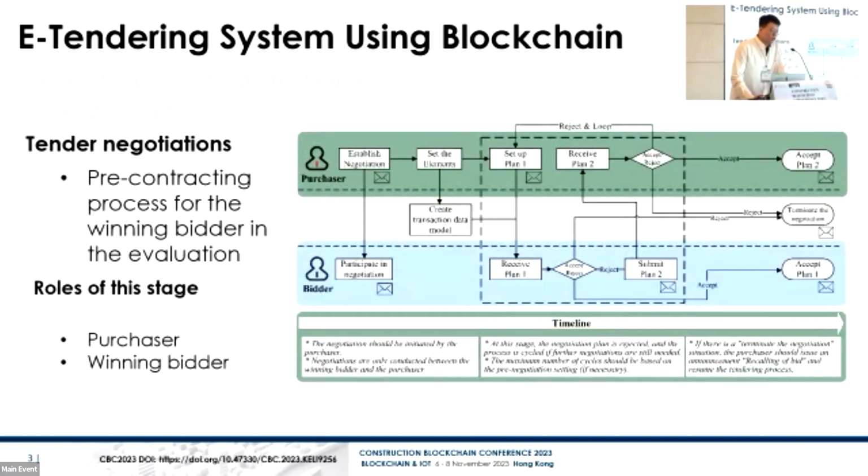And for the negotiation part, the purchaser has already chosen the winning bidder, but the members also need to discuss some details between the bidders and the purchasers. And it's a loop in this stage. And also we think that it should be contained in the e-tendering process. And we show the framework here.